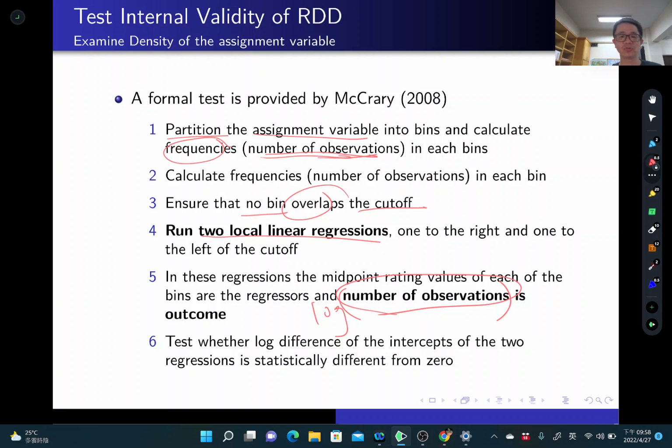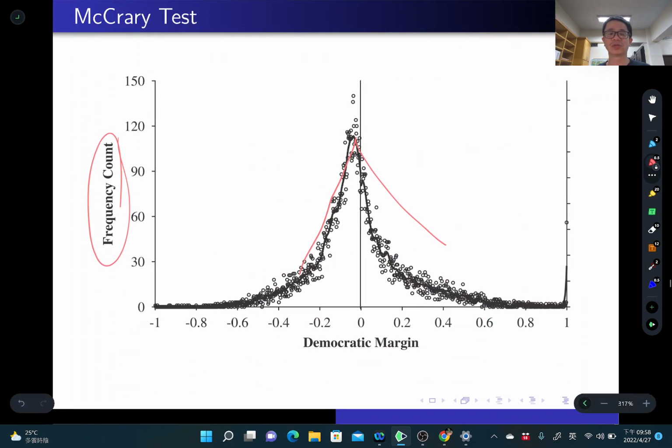Basically, you just use the log of the number of observations as the outcome and run the RD, and you will get a result to see whether your RD estimate is significantly different from 0 or not. Okay, so that's it for this part of the video. Thanks.